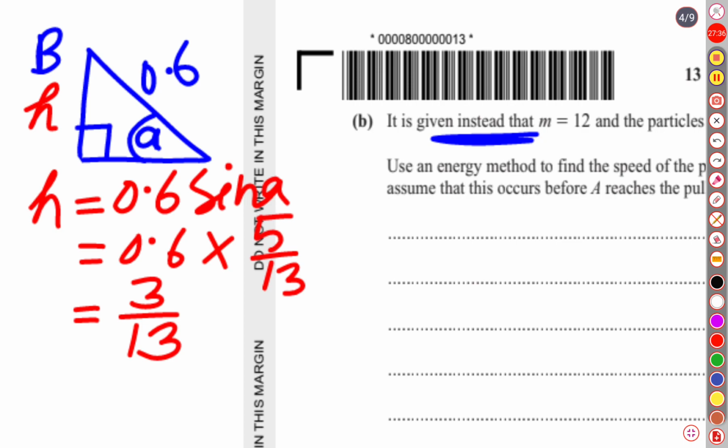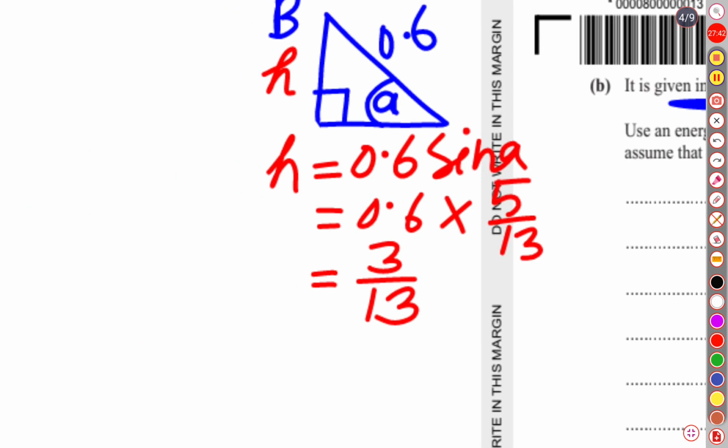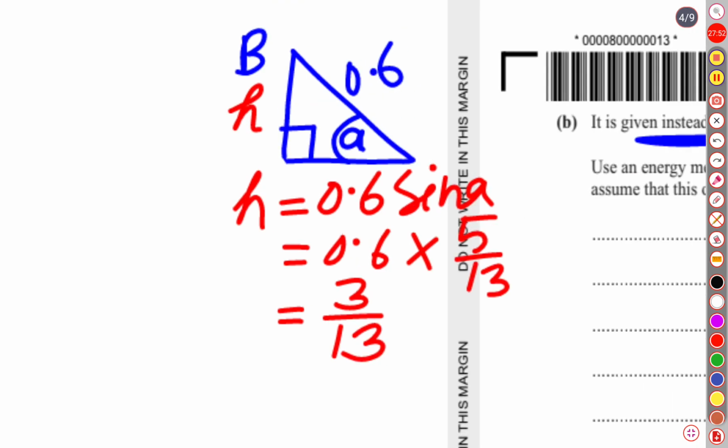Now for the height, it is simple. I mean for B, sorry, it was for A. I made a mistake here. It is actually particle A, because A was lying on the slope. So it is not B. Let me write over here A. And B was actually moving up or down.